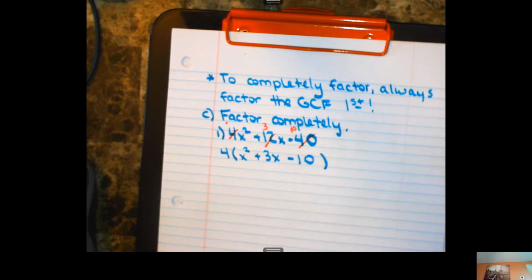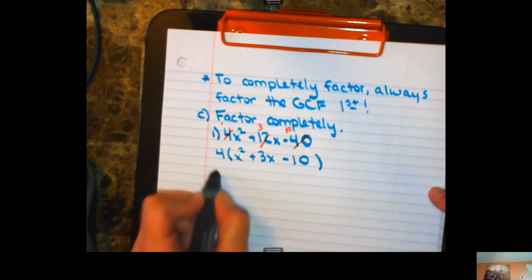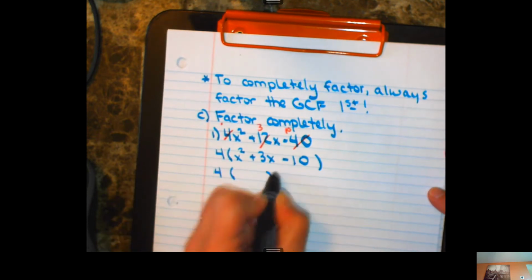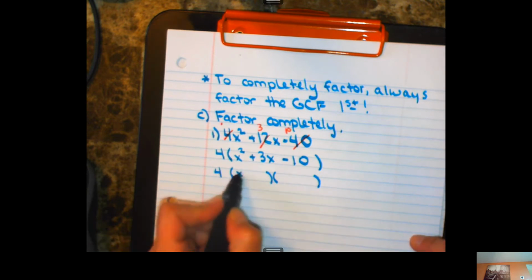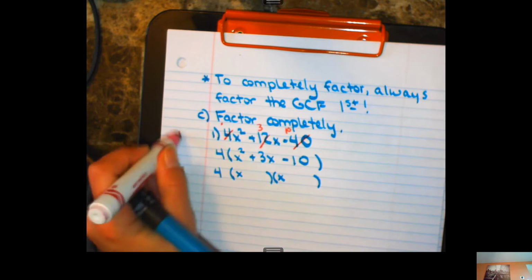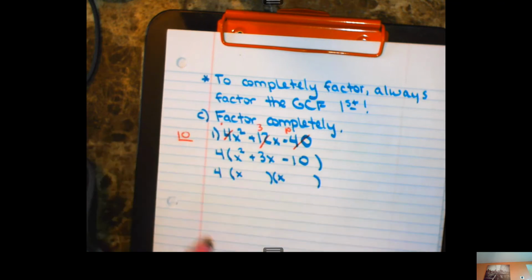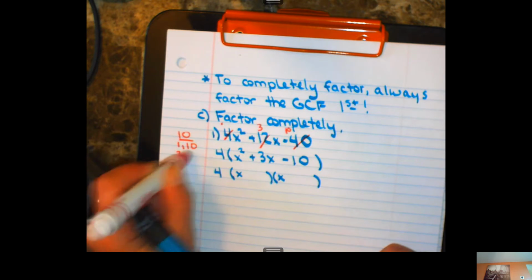Now we have an example like we had in the front. So I'm going to bring over the 4, and I'm going to create 2 sets of parentheses. I know in the front I have x and x. This last number tells me I want factors of 10. So you don't have to show this, but I will on the side. So I'm thinking of my pairs that give me 10. 1 and 10, 2 and 5.